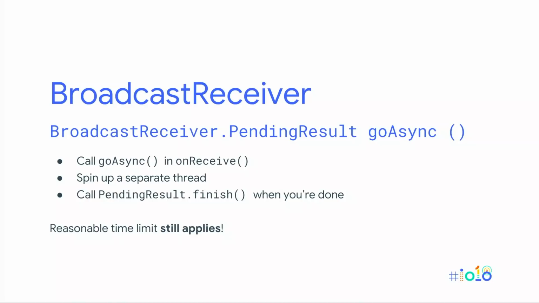Now, broadcast receivers have this method called goAsync. It's basically a way to tell the broadcast receiver from the onReceive method that you need to do some longer running operation. And then you spin up a separate thread yourself, you do the operation, and then remember to call finish when you're done. If you don't do that, the system will still realize that you're blocking and might potentially kill your app.